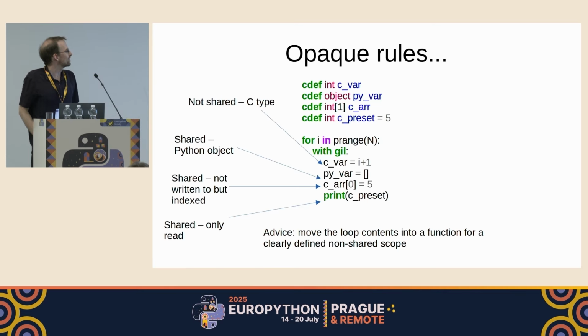So that C types aren't shared between threads. So each thread will have an individual copy of CVAR. PyVAR, each thread will not have an individual copy, and there'll be a global copy. Writing to a C array, because it's indexed, that isn't shared, so they all have the same C array, and the preset is shared because you don't write to it. So there's all these opaque rules that, you know, are in there historically, but make it a little hard to reason about. So this is kind of why I'm saying don't necessarily go there as your first choice.